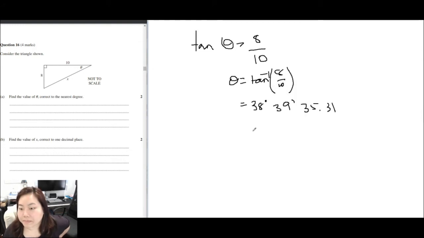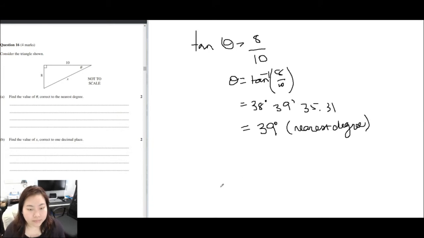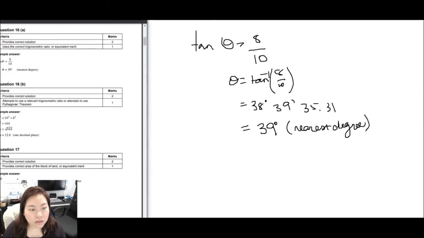Yep. And then to the nearest degree would be 39 degrees. Nearest degree. Like that. Let's check it first. 16, 39 degrees, nearest degree.